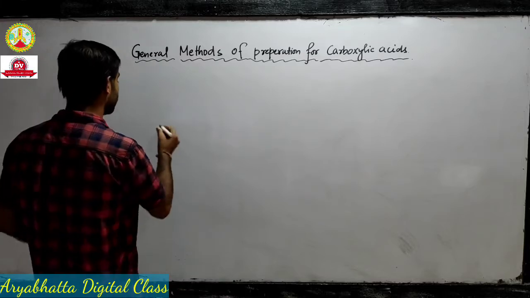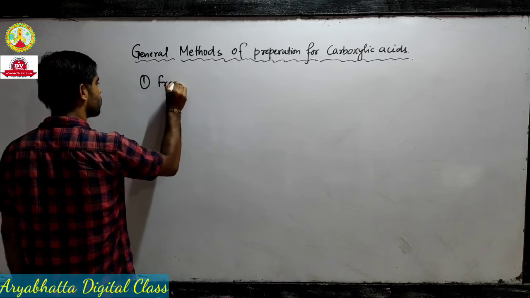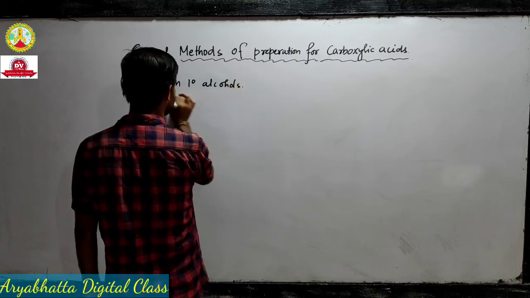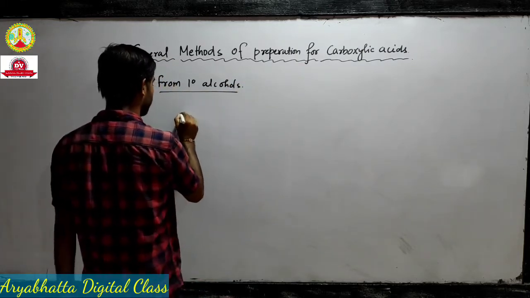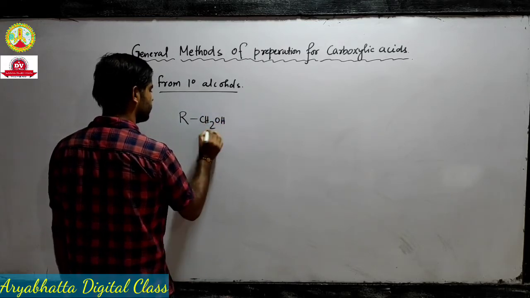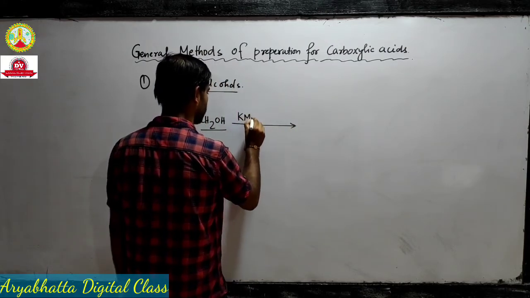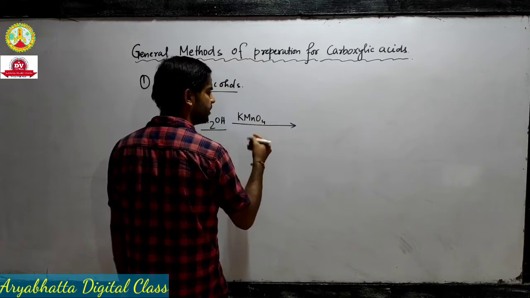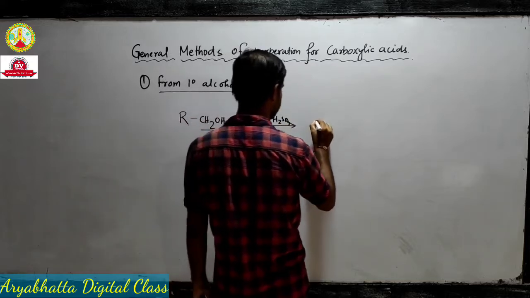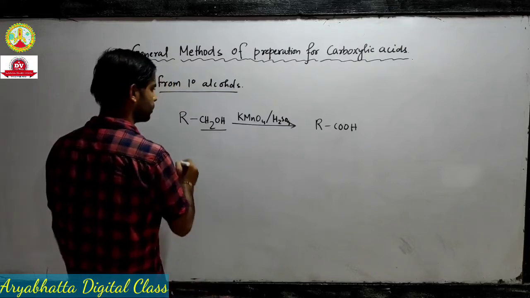So first will be from 1 degree or primary alcohols. We have already seen this reaction in the chemical behavior of alcohol. So this CH2OH, if it is oxidized in acidic or aqueous condition, it will be converted to carboxylic acid.